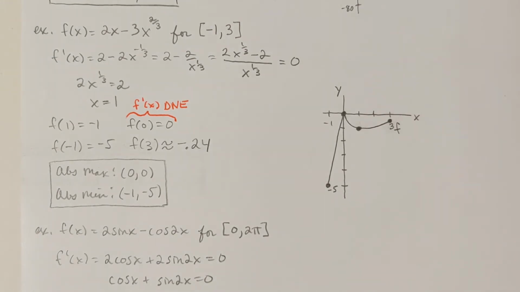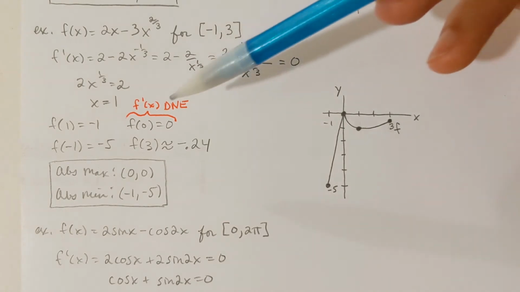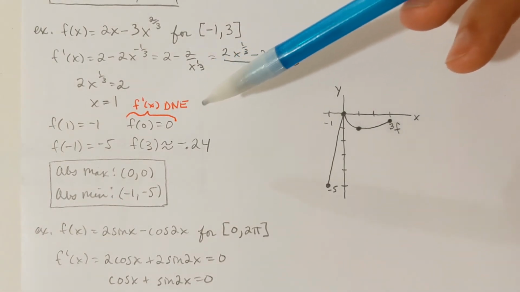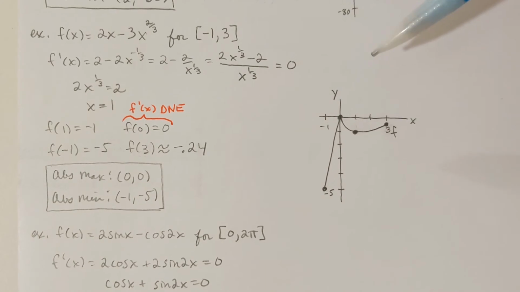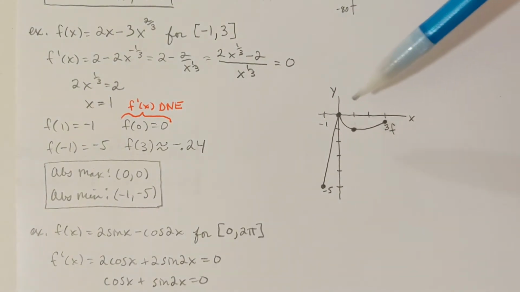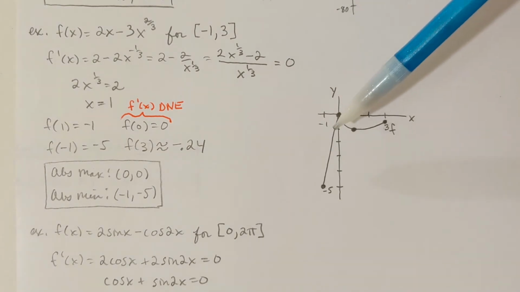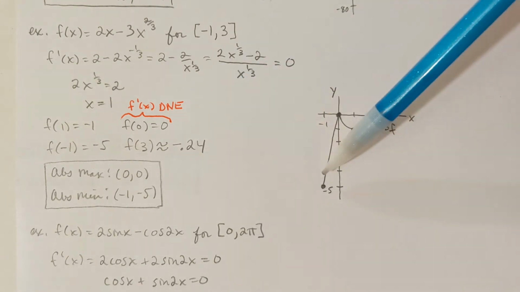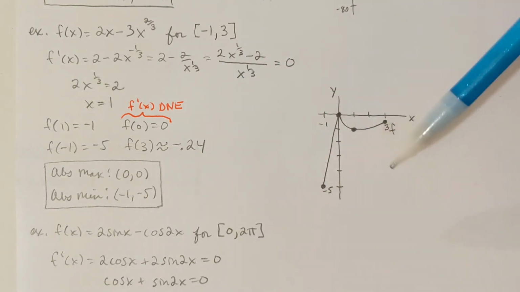Well, what does that mean? It means I got a sharp turn. Okay, so when I calculate this point here, that's one of the things that I'd want to recognize. If I do sketch a graph, there's going to be a sharp turn at that point. That's okay, I can still call this an absolute max, right? The absolute min then is, you can see, negative 1, negative 5.